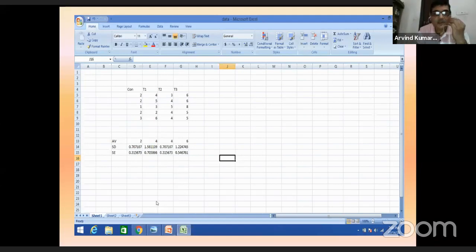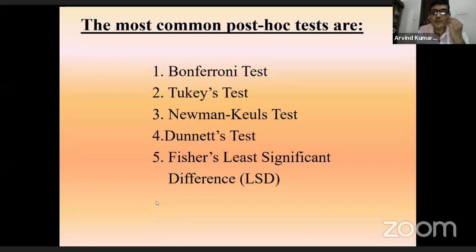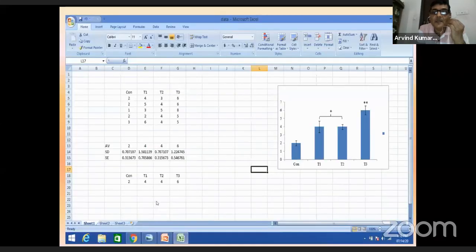So through descriptive statistics, standard error, and based on these values, you can construct this graph. This graph is actually showing the mean values. Control, T1, T2, T3 means, based on the mean values or arithmetic mean or their averages, these columns are constructed. The bars are constructed.